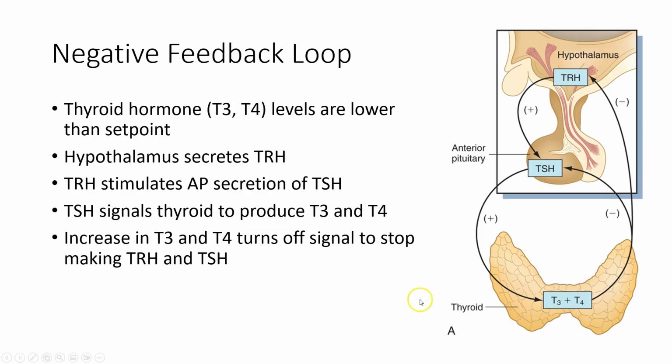So the thyroid makes our thyroid hormones, T3 and T4. Once those thyroid hormones reach our set point, our desired level, that then signals the anterior pituitary and the hypothalamus to stop making hormones so that we don't make more thyroid hormone. When we reach the desired level of thyroid hormone, that turns off the production of that signal.